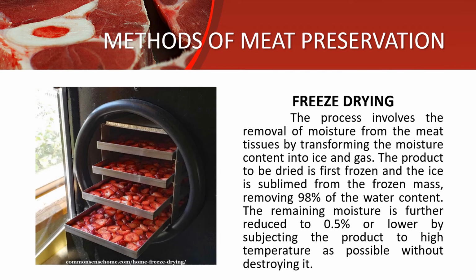The last method of meat preservation is freeze drying. In this method, the process involves the removal of moisture from the meat tissues by transforming the moisture content into ice and gas. The product to be dried is first frozen and the ice is sublimed from the frozen mass, removing 98% of the water content. The remaining moisture is further reduced to 0.5% or lower by subjecting the product to as high a temperature as possible without destroying it.